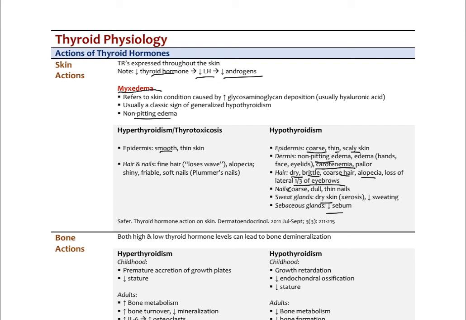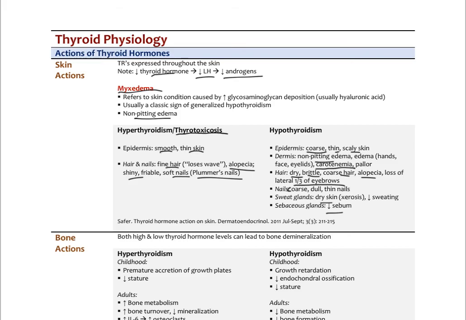In hyperthyroidism, we get more of a smooth, thin skin. Fine hair, it kind of loses the wave in the hair, so if you have wavy hair, it becomes more straight. Again, alopecia, and more shiny, friable, soft nails. These are called plumber's nails. That's typical of thyroid toxicosis, or hyperthyroidism. Again, remember, thyroid toxicosis means an excess of thyroid hormone. It can be from any cause. So hyperthyroidism, it could be from taking too much thyroid hormone, etc. That would be thyroid toxicosis.